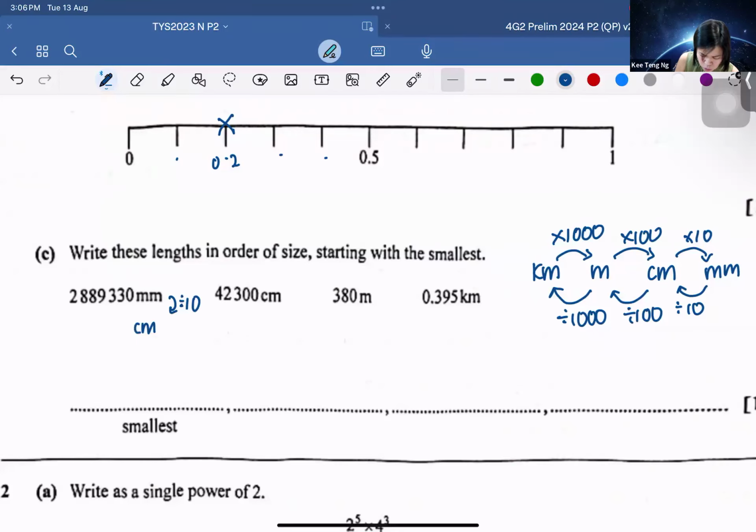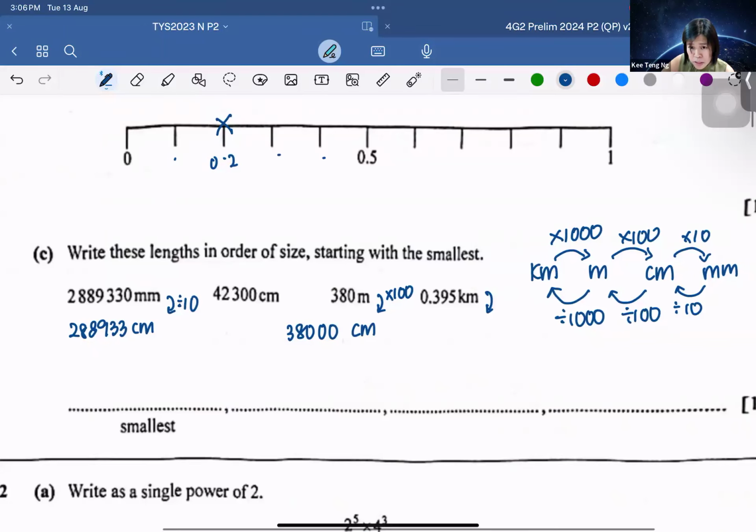So in terms of cm, this will be 288,933 cm. This is already cm, so we need to change the other to cm. I'm going to times 100, so 38012 cm. Change this to cm: first, I change it to meters, times 1,000 to get 123,395 meters. Then times 100 again, 39500 cm. So for me, I change everything to cm.